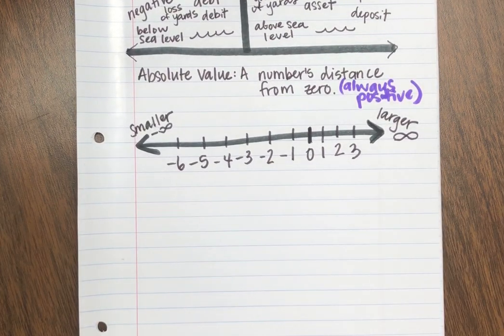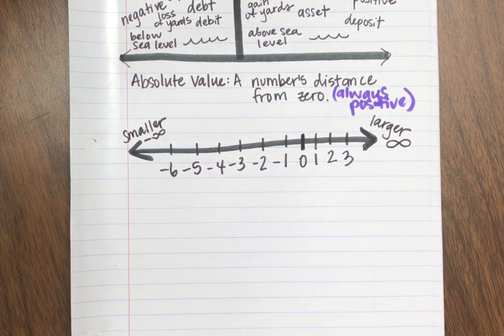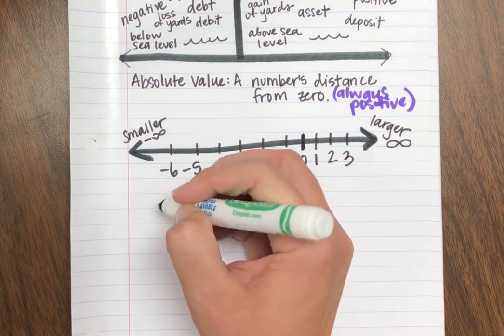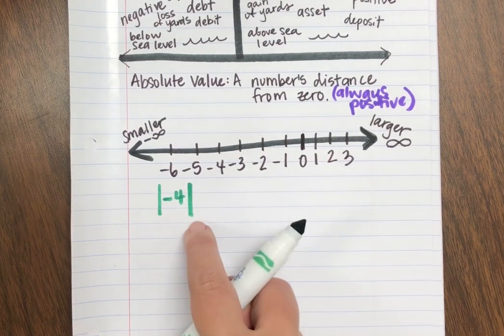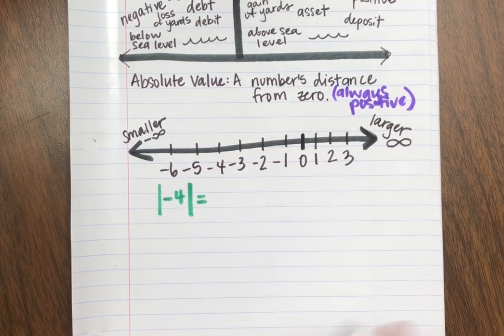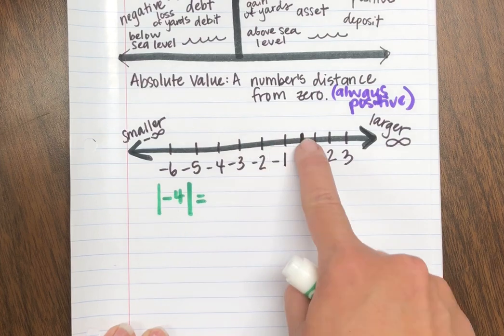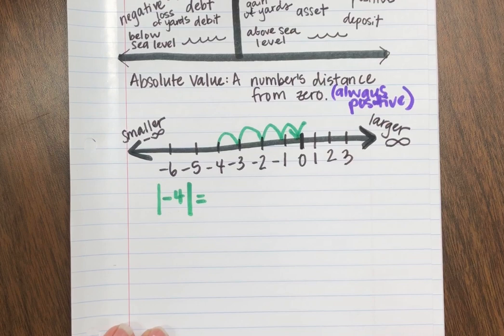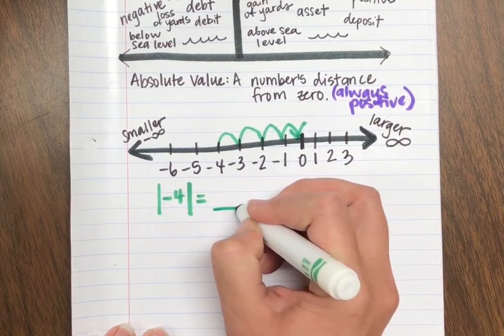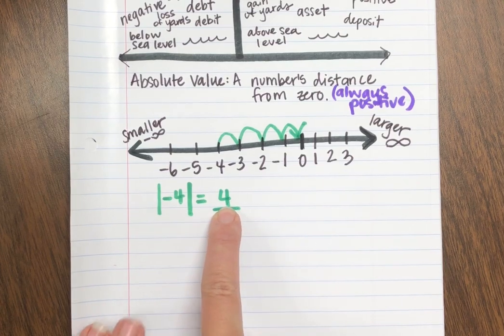So let's talk about absolute value. Absolute value is a number's distance from 0. This is how you denote absolute value, with some brackets on the side. See these brackets? Those are my absolute value brackets. So if I want to know -4's distance from 0, I want to look at how many jumps it takes me to get from -4 back to 0. How many jumps did that take? Well, it took 4. So the absolute value of -4 is 4, okay?